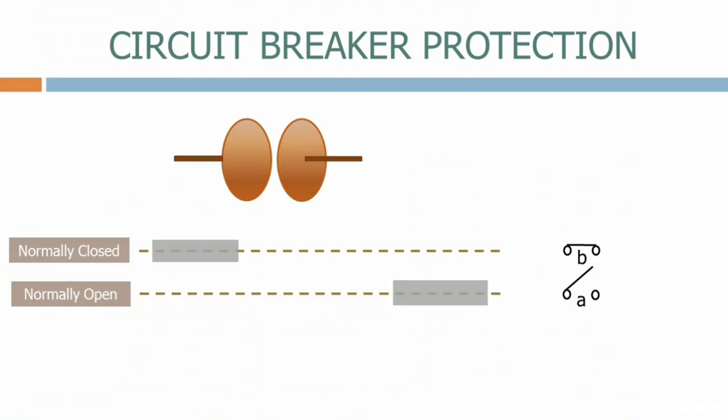Here we have two typical circuit breaker contacts, and the normally closed circuit breaker auxiliary switch, and the normally open circuit breaker auxiliary switch. To see what's happening, let's connect the auxiliary switches through a supply to some bulbs. As the circuit breaker contacts are in the open position, the normally closed contacts are closed, and the bulb connected to the B contact is lit.